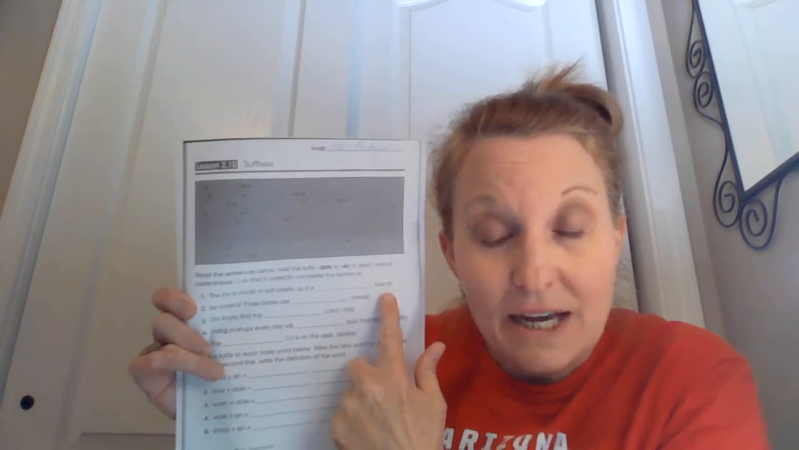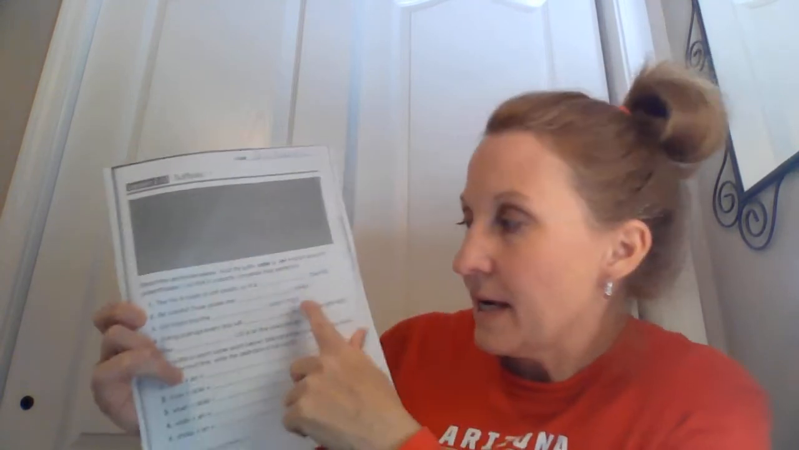Okay, here's the directions. Read the sentences below. Add the suffix able or en to each word in the parentheses so that it correctly completes the sentence. So let's do the first one together. The toy is made of soft plastic, so it is, and you have the word bend. Would you add able to the end to make bendable, or would you add en to make benden? If you want something to be able to bend, you would put able. So you're going to write bend and add able at the end.